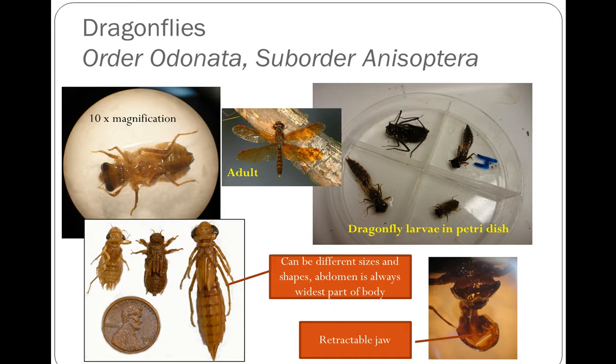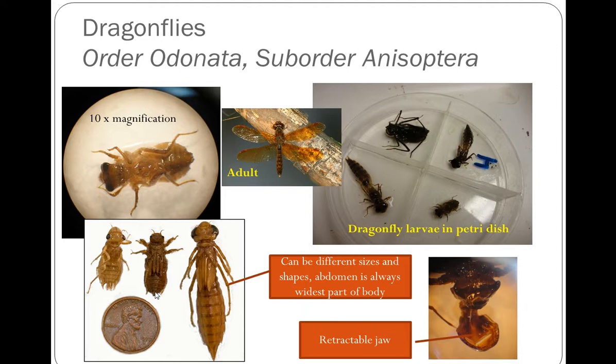Dragonfly larvae are in the order Odonata, suborder Anisoptera. And within that, there are many families, genera, and species. This is what some different dragonfly larvae look like in a petri dish, with no magnification. And this is what it looks like a little bit closer, zooming in on the small one at 10 times magnification. As you can see, dragonfly larvae can look different depending on the one you have. That's because there are many families and species within the suborder Anisoptera.